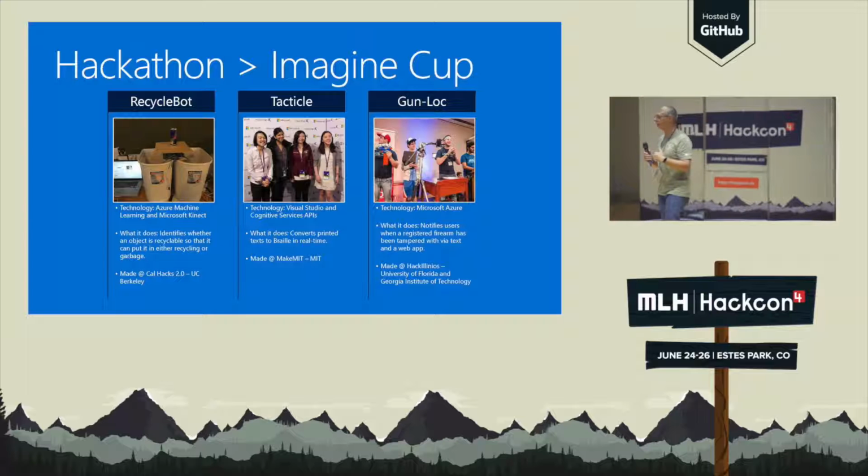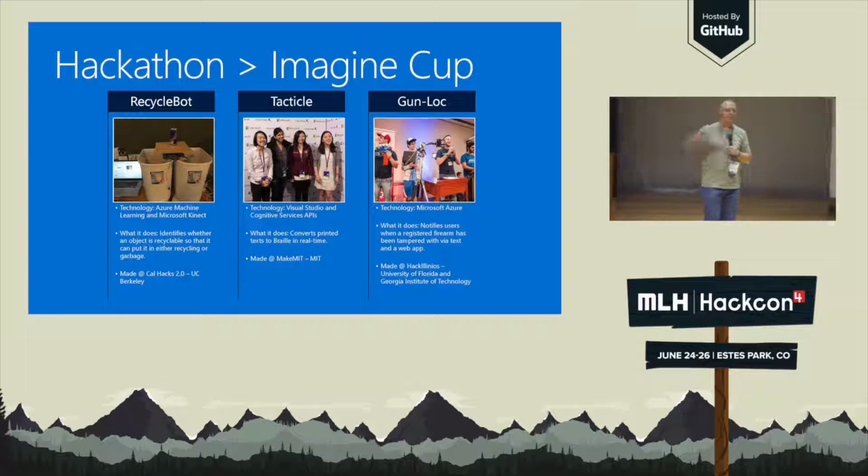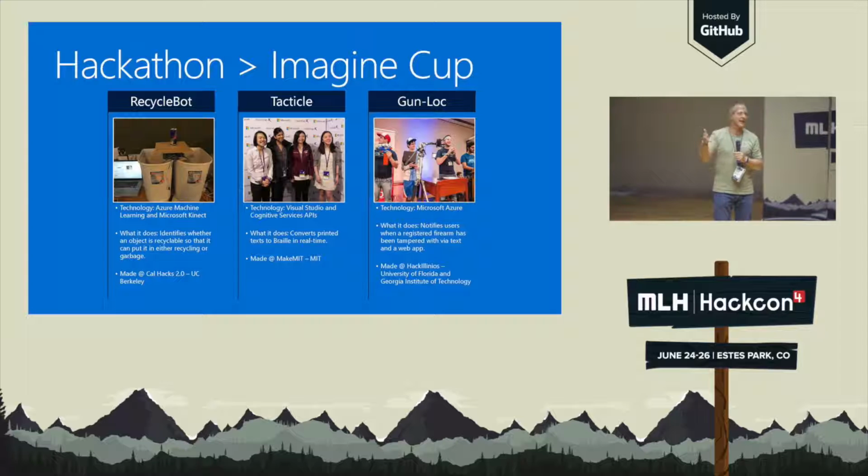One of the teams was RecycleBot from Cal Hacks. Anybody here from Cal? Okay. So real easy. They used a Kinect sensor, put garbage in the trash. The Kinect recognizes what kind of trash it is and puts it in the right bin. So nice hack. Pretty straightforward. They used the Kinect SDK for that one.